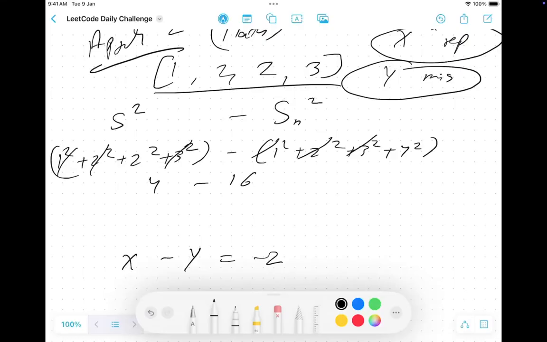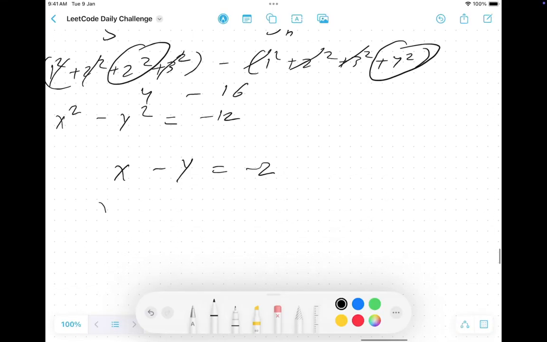4 minus 16, which is minus 12. What is this? This is repeating, so we can write x square. What is this? This is missing, so we can write y square. So we know x square minus y square is equal to minus 12, right?